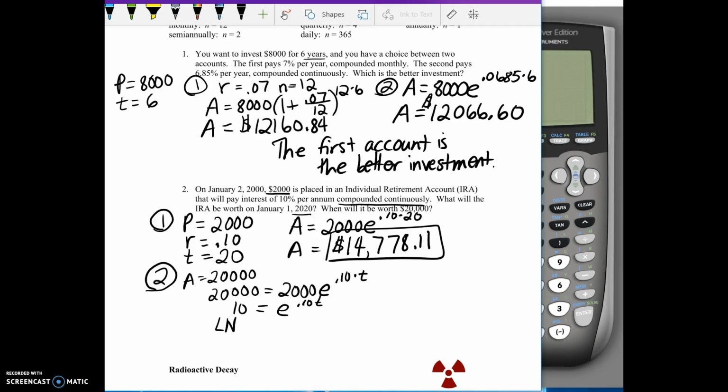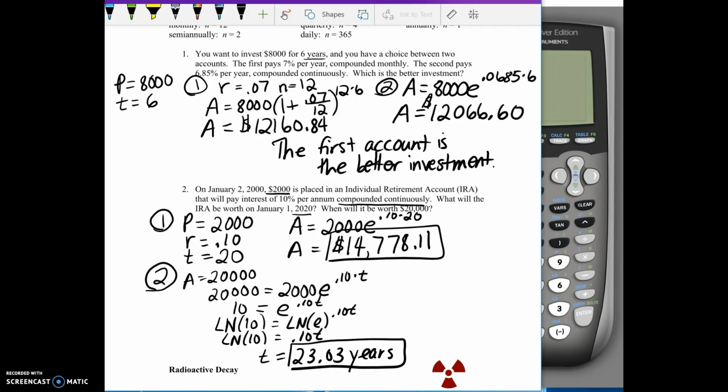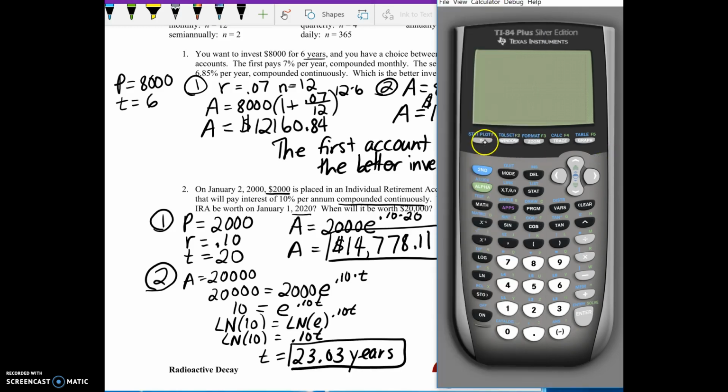Take the ln of both sides. Remember, ln of e is equal to 1. Divide out that 0.10, so we get 23.03 years. This should also be something that's fairly easy to keep exact, because if you're going to your calculator, you're just doing ln 10 divided by 0.1, because that was an exact answer that we could work with.